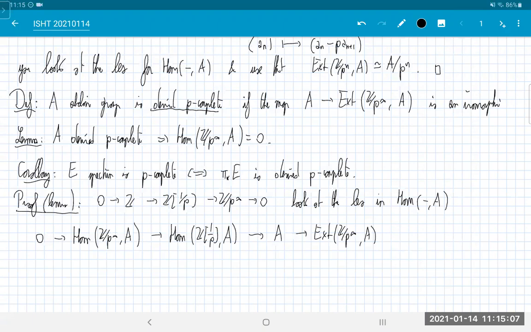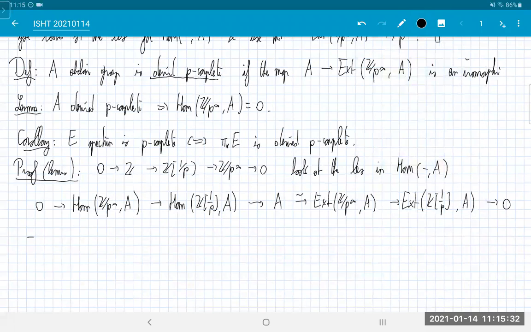This goes to Ext(Z[1/p], A), this goes to 0. You get an Ext of Z mod p infinity, which is 0. And so we know that this map is an isomorphism. So this implies, therefore, Hom(Z mod p infinity, A) is equivalent to Hom(Z[1/p], A).